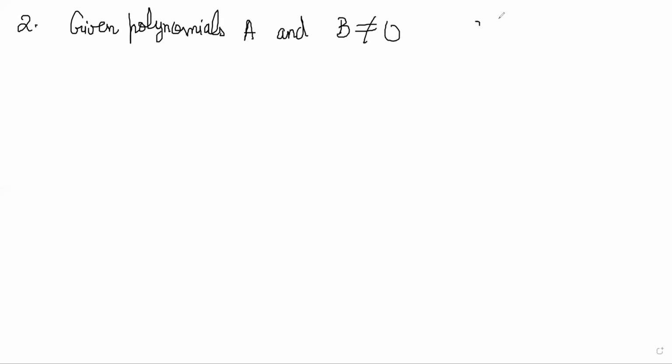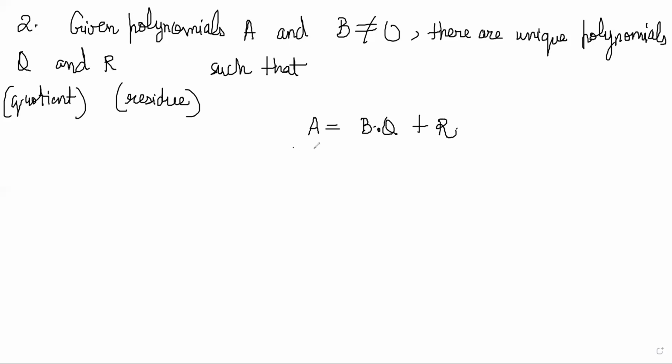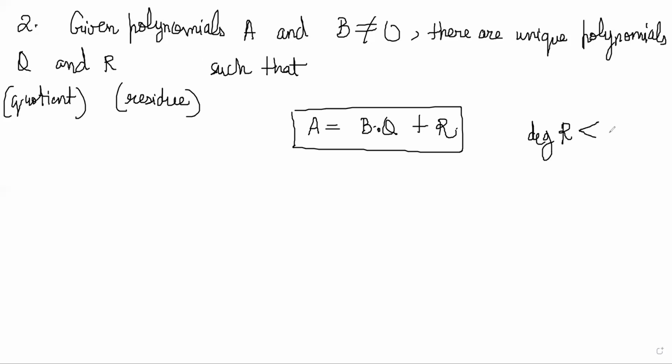The second theorem that I want to talk about is: given polynomials A and B, with B not equal to 0, there are unique polynomials Q and R, where Q is called the quotient and R is called the residue, such that A can always be written as B into Q plus R, where the degree of R, since it is a residue or a remainder, is less than the degree of B.